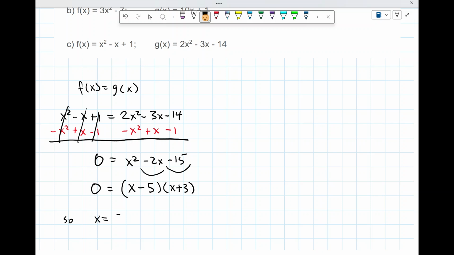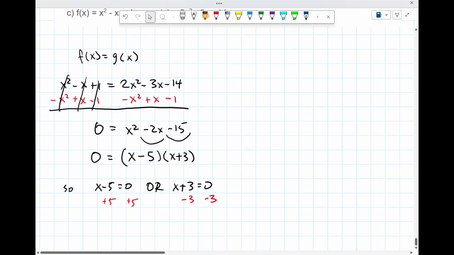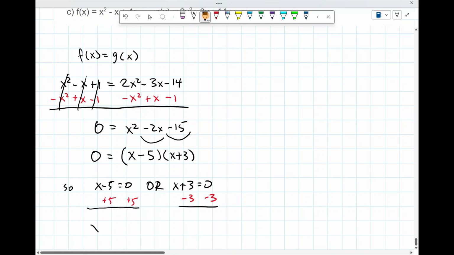So x equals either positive 5, well, let's see, x minus 5 equals 0, or x plus 3 equals 0. And I can solve both of these equations rather quickly. So x equals 5 or x equals negative 3.